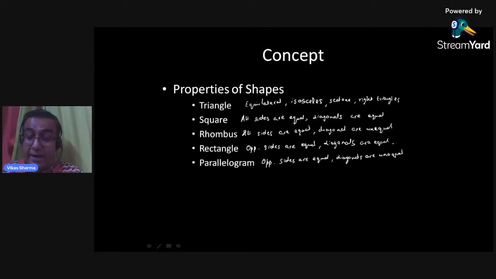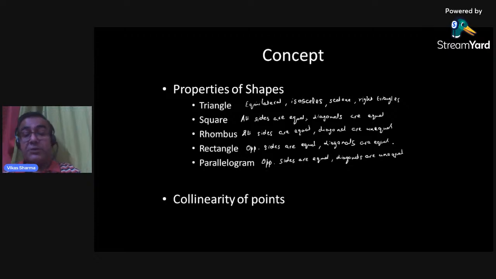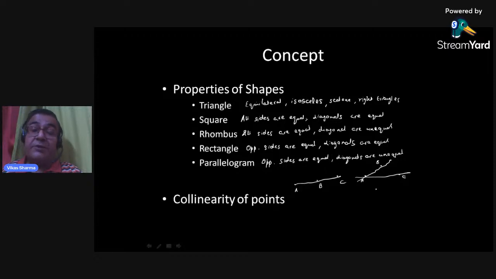Okay, and then the last concept of the day that we'll be checking on is the collinearity of points. So first, let me tell you what collinear points are. If we have 3 points, say A, B, and C, and they all happen to lie on the same straight line, they are called collinear points. But if we have 3 points like this, A, B, and C, whichever way you draw the line, you will never be able to connect all the 3 points on the same line. So that means these points are not collinear.